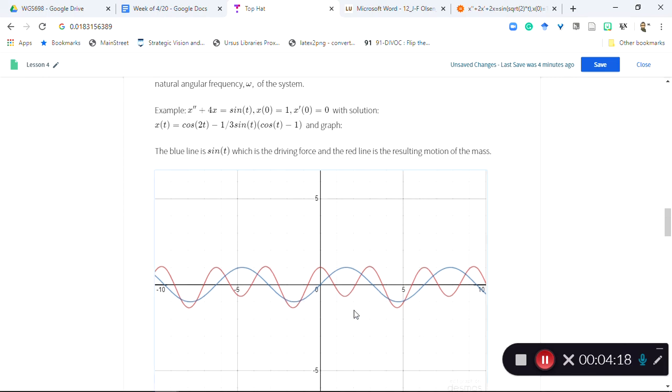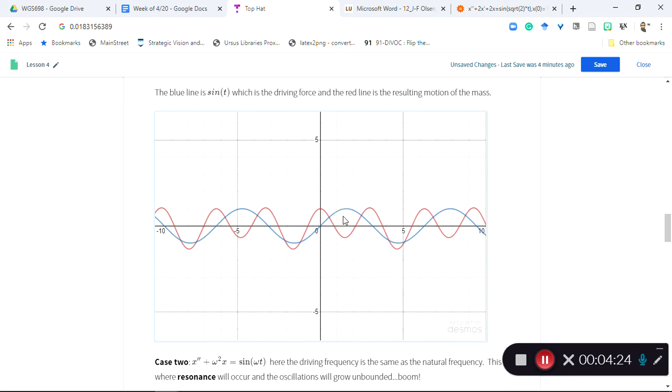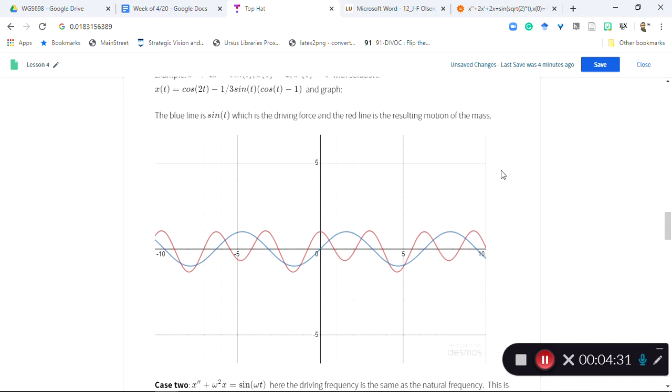Now I figured out I can embed graphs from Desmos into Top Hat. I don't know if they're clickable. I don't know what happens if you can open this up and look at it or not. But what we have here is the blue line is the driving force, and then the red line is the response. The red line is the solution.